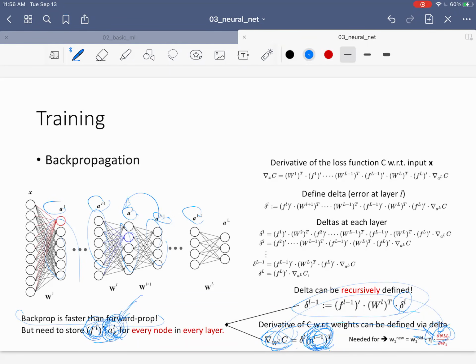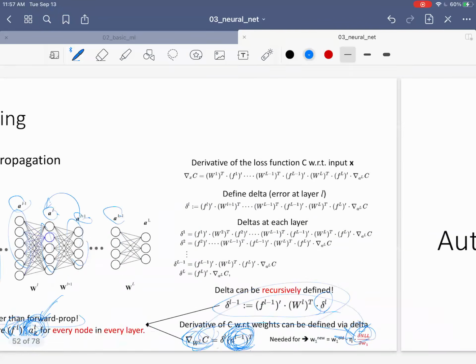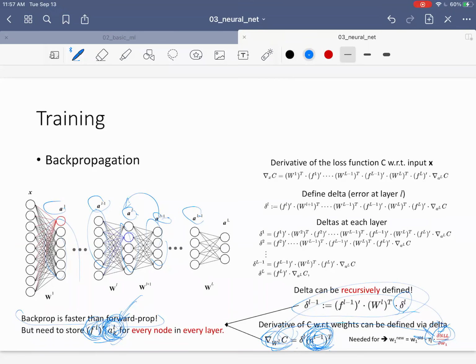And if you use a bit more advanced optimization algorithm like Adam or AdamW, then you need to store way more things than just the activation values. So that's why your VRAM will easily explode when you use higher order optimization algorithms. All right, so far any questions?